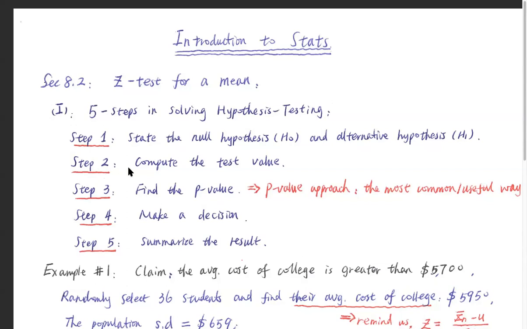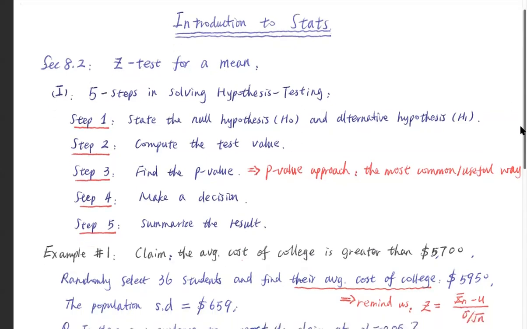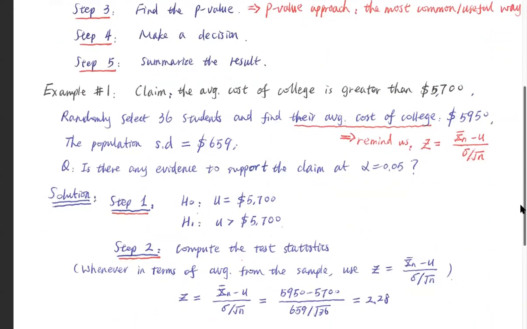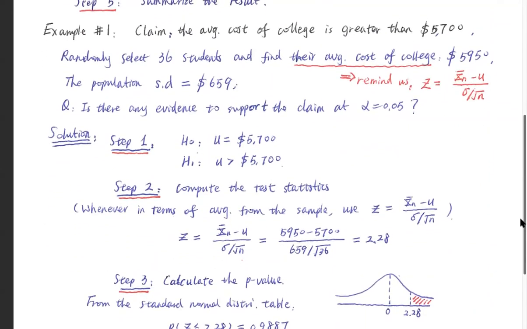Step 2, we have to do some computation. We call this the test value. In other words, there will be some formula we have to follow. Step number 3 is something you might get confused by: what we call the p-value. We are going into more details later. Number 4, make a decision. Number 5, summarize our results. So let's use our examples here to understand better. What are those 5 steps, everybody?